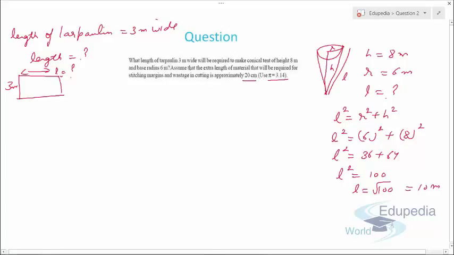Why? Because we need a tarpaulin to make a conical tent, and for a conical tent we do not need to cover it with the base, so we need only the curved surface area, right? So we can say that the curved surface area of cone is pi RL, right?